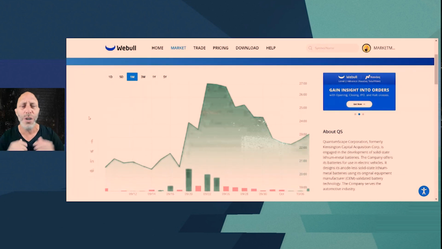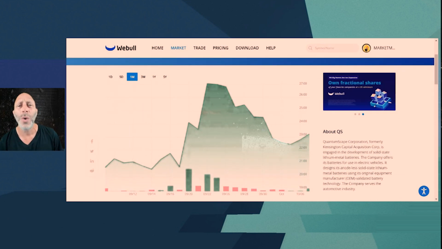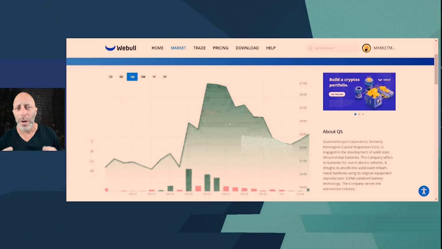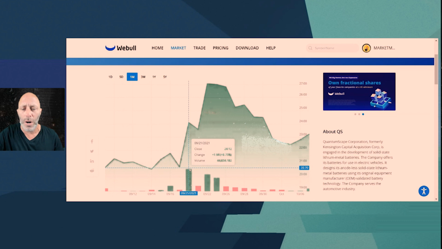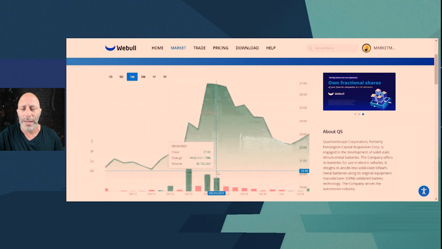Okay, so the first thing I do is I bring up the 1 month chart, so I can first show you exactly what piqued my interest. Because there has to be inflow and demand to pique my interest. I look for inflow and demand, which is what you see on September 20th, the 22nd, and the 23rd. Those big green bars, okay? Inflow, demand. The stock peaked at $27.